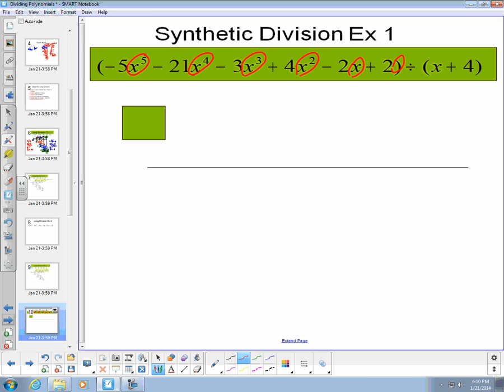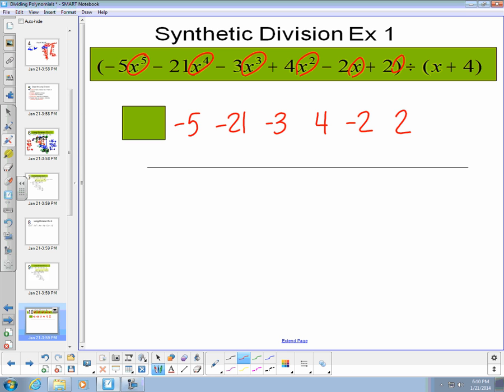Now all I'm going to do is write down the coefficients. So negative 5, negative 21, negative 3, positive 4, negative 2, and positive 2. And again, don't get these too close together or you will lose track of what you're doing.